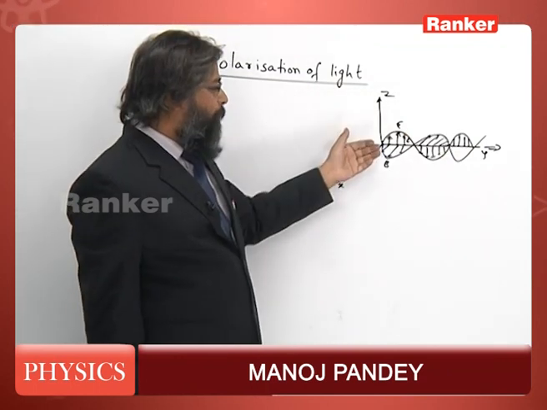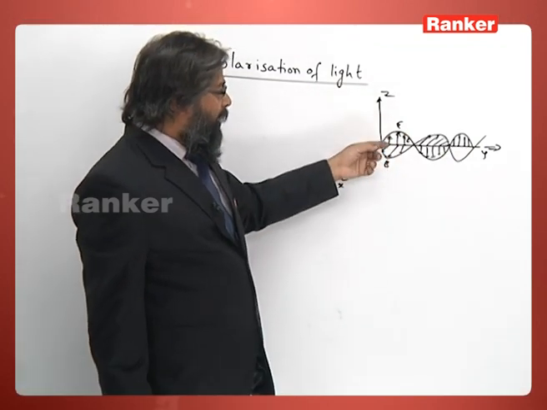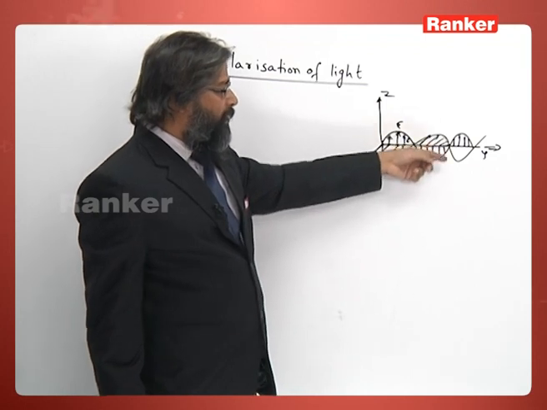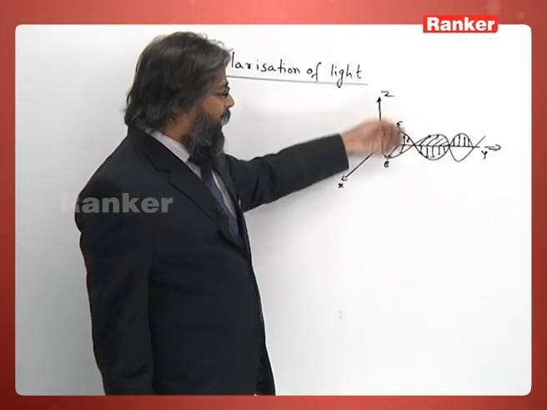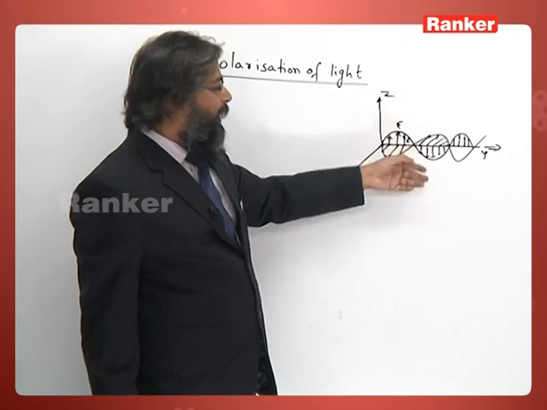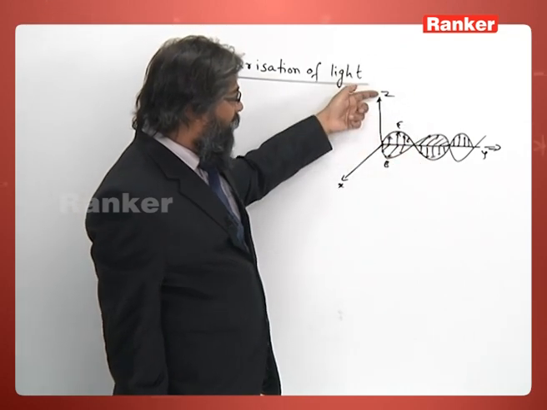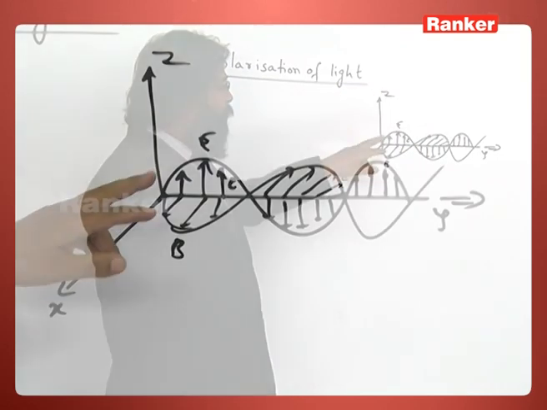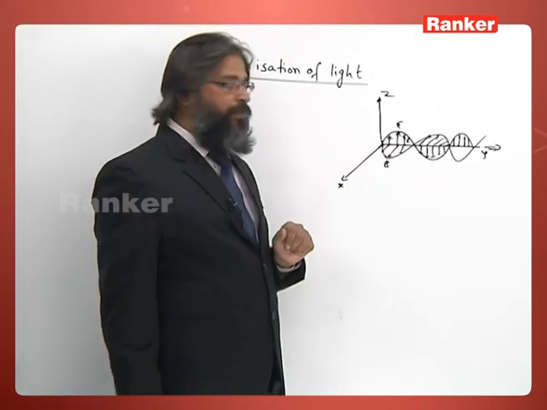So what happens in a plane polarized wave? The electric field vectors have an orientation, only oscillate within a fixed plane, that is here the ZY plane. That is called plane polarized light.